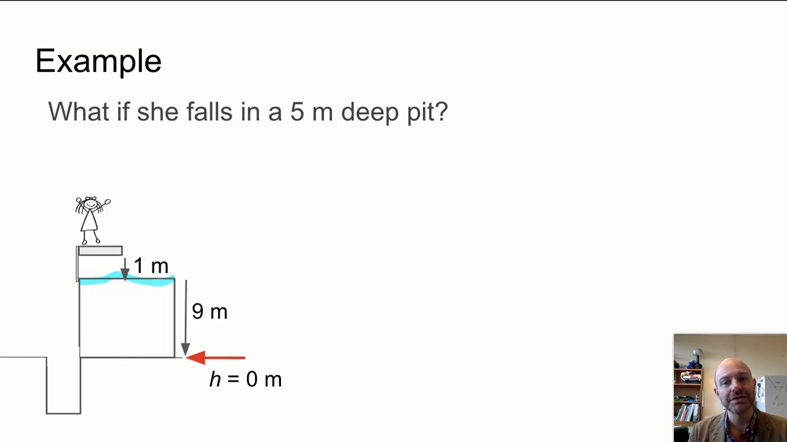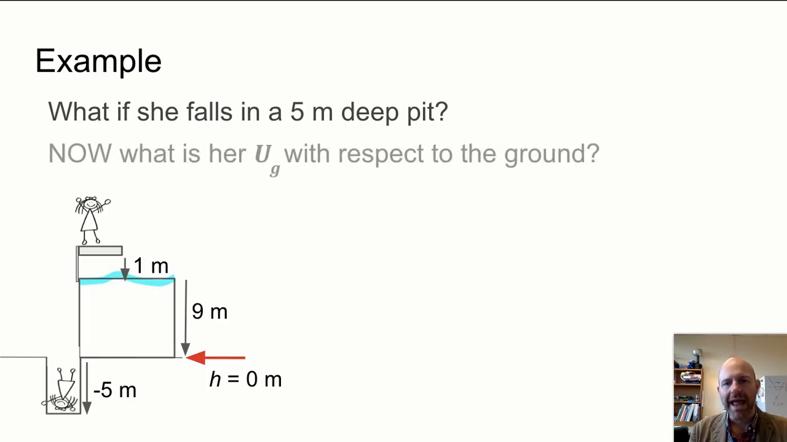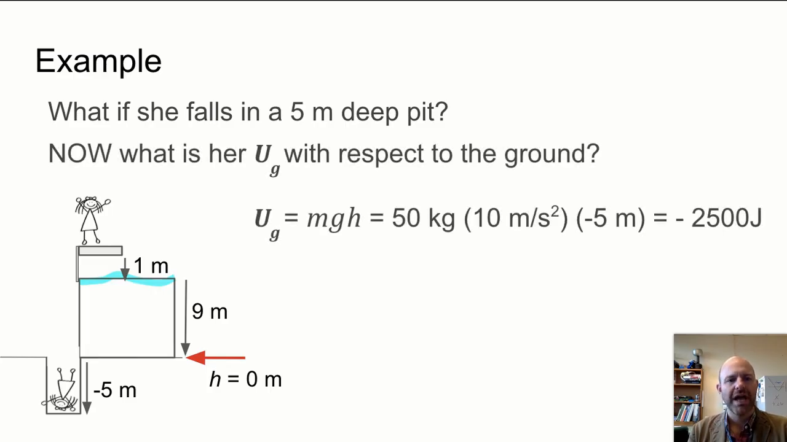What if she falls into a 5-meter deep pit off the side of the building, right? Hopefully she's okay and lands on an airbag or something. Very impressive stunt actor, right? Well, if we call 0 the ground, then now she has negative 2,500 joules of gravitational potential energy, right? Less than she would have had at height 0.